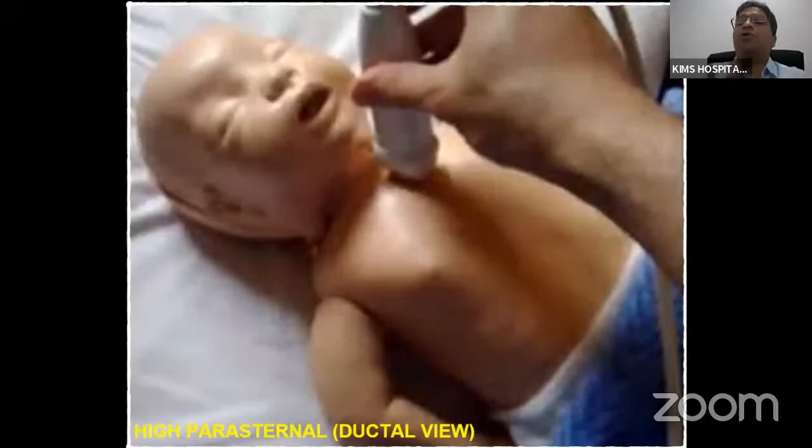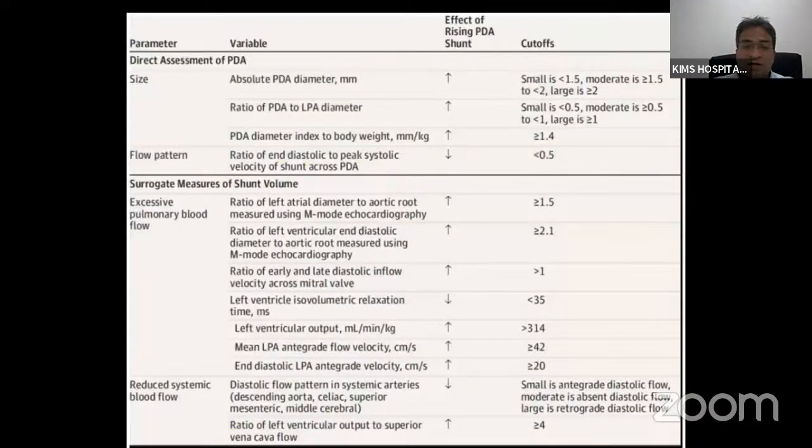PDA needs a special view, you have to keep the probe here; that is known as the ductal view. There are various criteria, but as usual, the LA to aorta ratio, the PDA to LPA ratio, the PDA to body index, and then the absolute PDA diameter. These are the criteria for a hemodynamically significant PDA. Less than 1.5 is small, moderate is 1.5. A ratio of PDA to LPA diameter less than 0.5 is small, moderate is more than 0.5, large is more than 1.